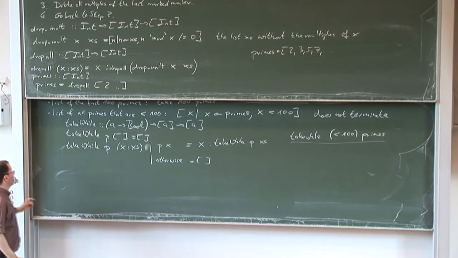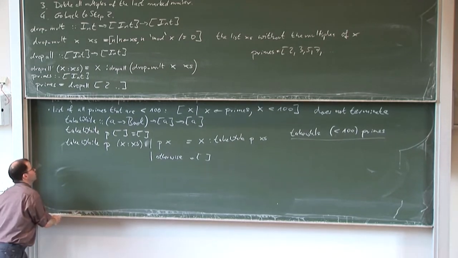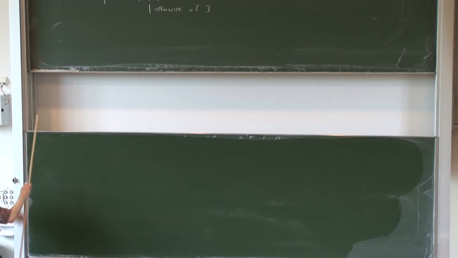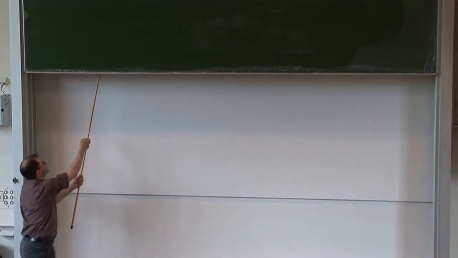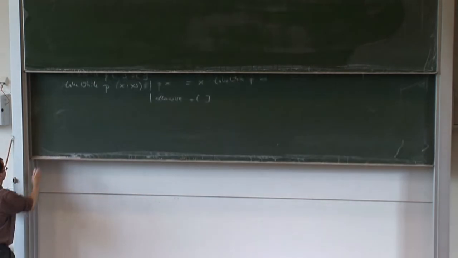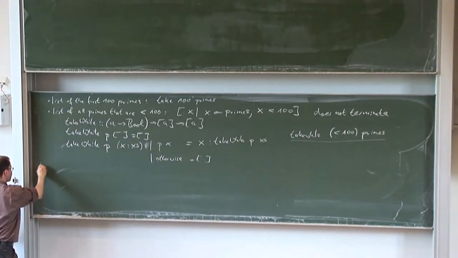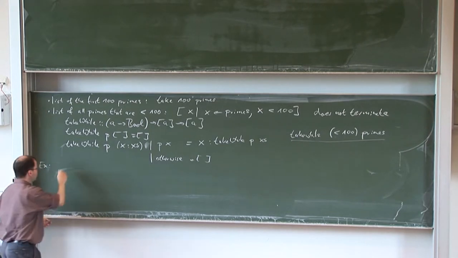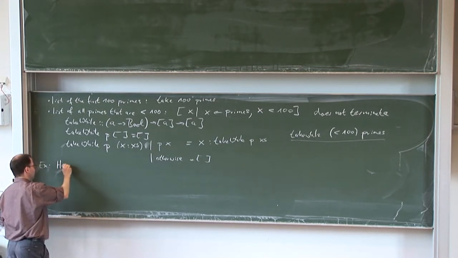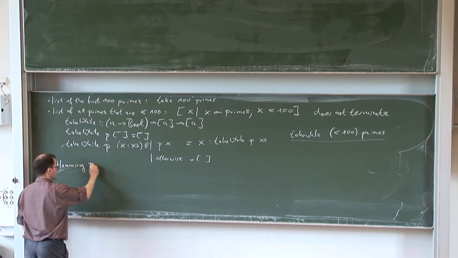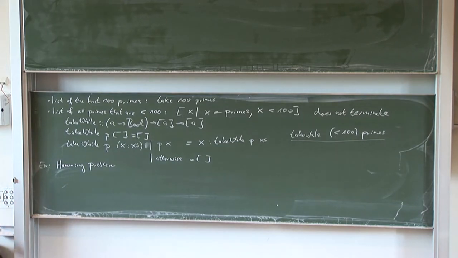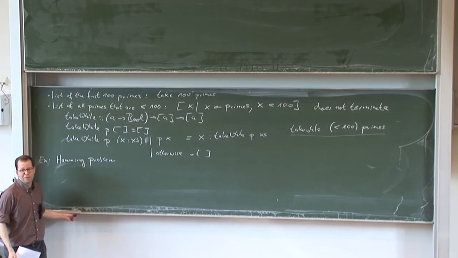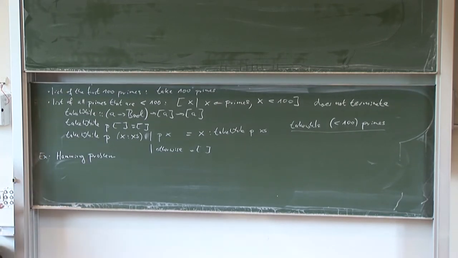Now, maybe one last example. And the last example is the so-called Hamming problem, or Hamming list. This is the last example for using infinite objects. Hamming was a famous mathematician, and this problem is mainly used to test the efficiency of programming languages. Don't ask me what this list actually is good for. It is used as a benchmark for testing programming languages.